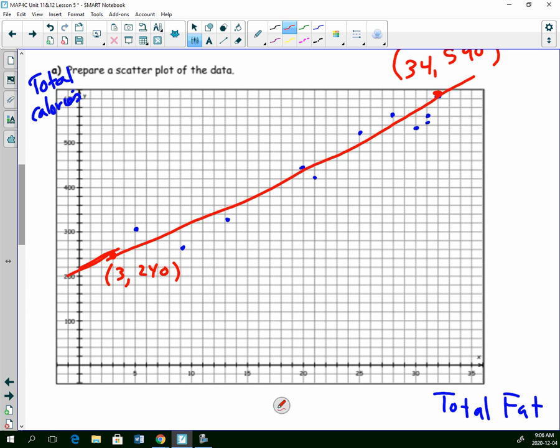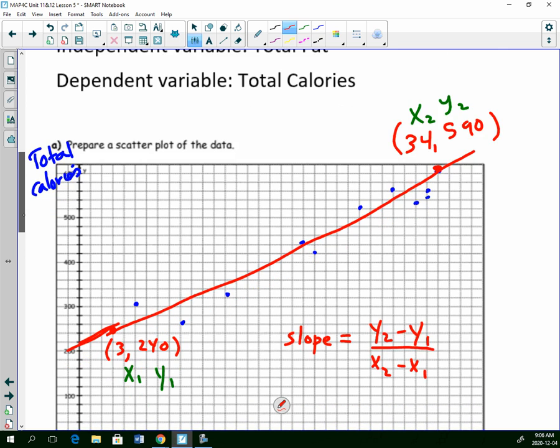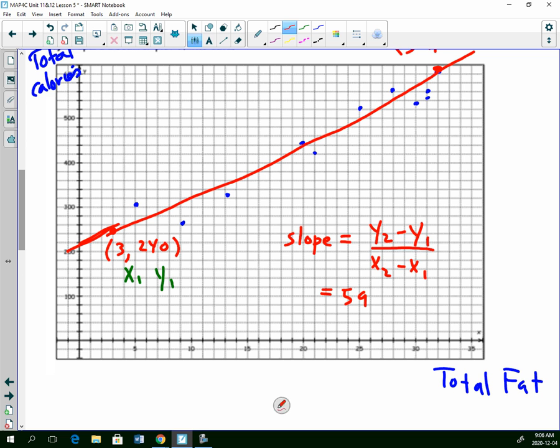So now we're going to find the slope of the line. So remember, it's y2 minus y1 over x2 minus x1. So this is your rate of change. It doesn't matter which line or which point is which. I'm going to call this one point 2, and I'm going to call this one point 1. So I'm just going to subtract 590 minus y1, which is 240, over 34 minus 3.